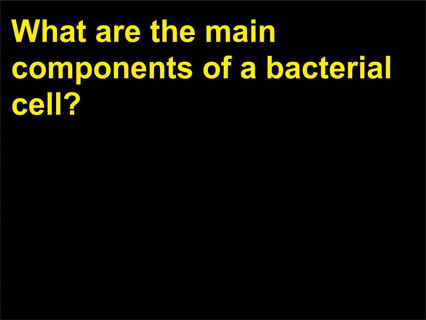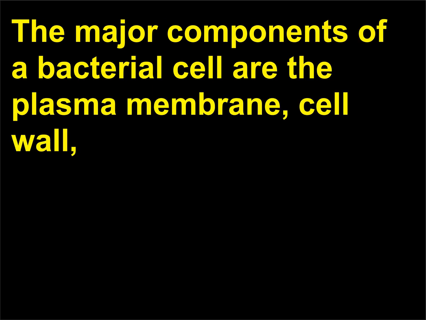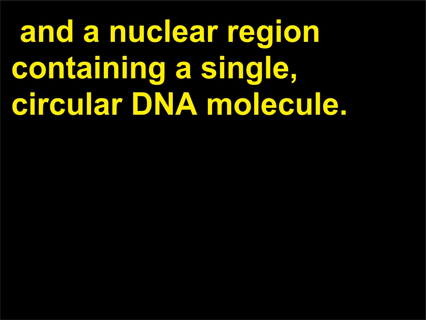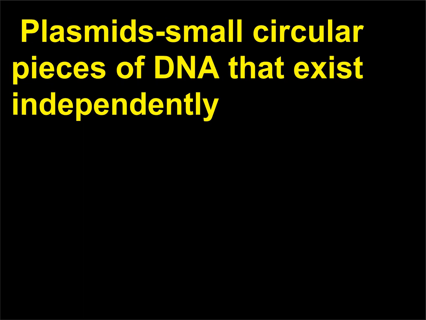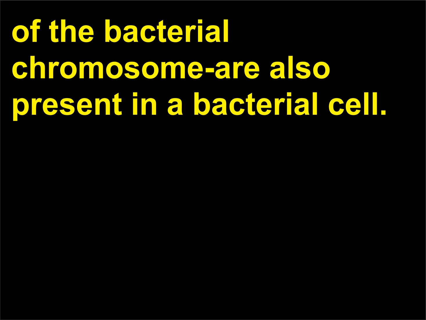What are the main components of a bacterial cell? The major components of a bacterial cell are the plasma membrane, cell wall, and a nuclear region containing a single, circular DNA molecule. Plasmids: small circular pieces of DNA that exist independently of the bacterial chromosome are also present in a bacterial cell.